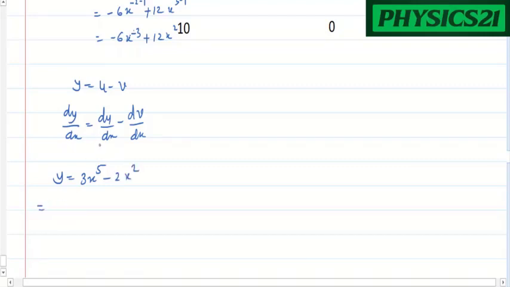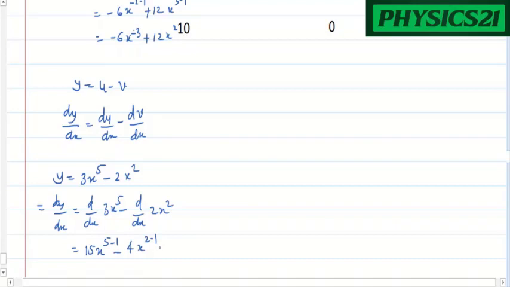Now solve it. It is very simple as we discussed previously. dy divided by dx, 3 d divided by dx of x raised to power 5 minus 2 d divided by dx of x square. Now just differentiate it. 3 multiplied by 5, 15, x raised to power 5 minus 1, minus 2 multiplied by 2, 4, x raised to power 2 minus 1. Simplify it. So there is 15 x raised to power 4 minus 4x. That will be the derivative, and this is the example of the fifth common rule.